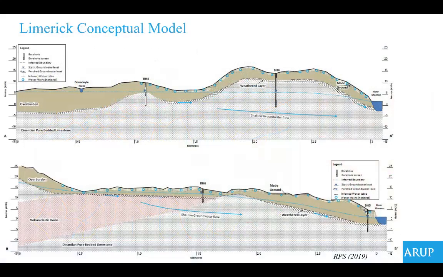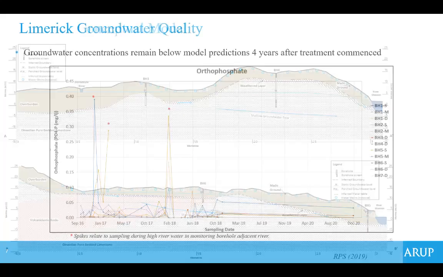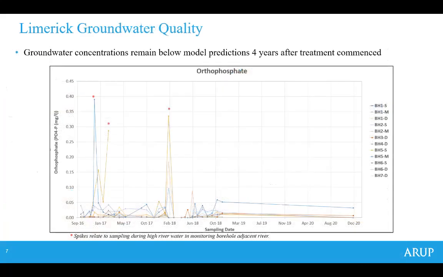The drilling itself helped provide an improved conceptual model for the city, where we see the water mains positioned in the made ground, percolating through into the subsoil, through the unsaturated zone, and ultimately down into the bedrock, where then groundwater flows through the horizontal pathway towards the main rivers in the area, including the Shannon and the Dordoyle River. So groundwater concentrations have remained below model predictions 4 years after the treatment commenced.